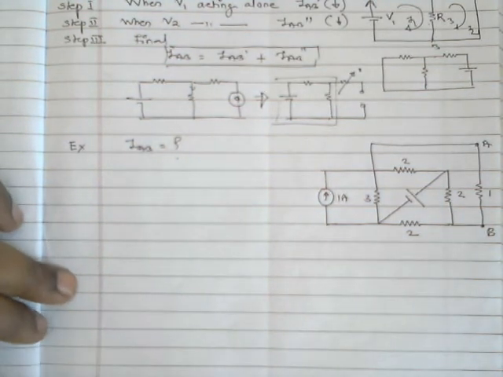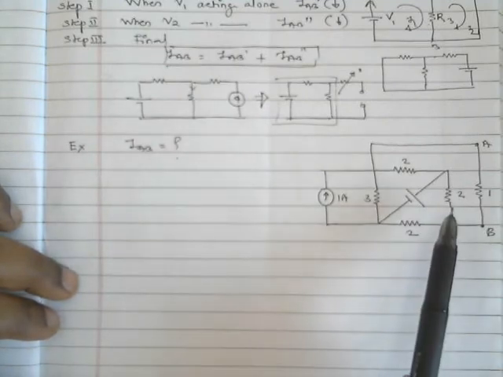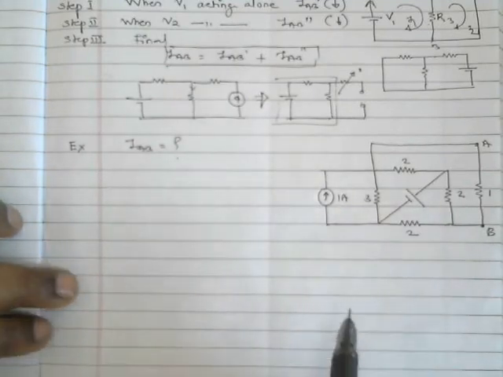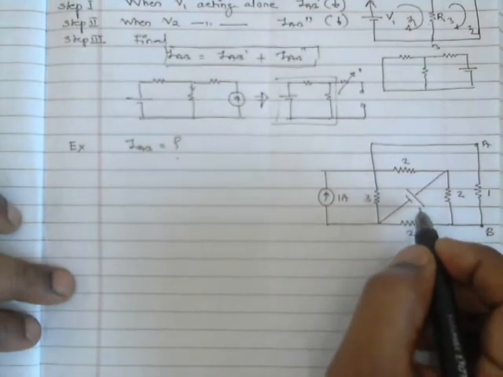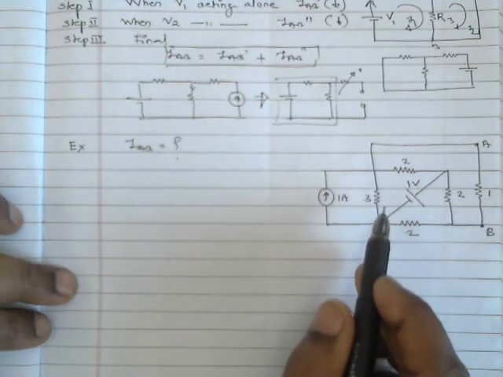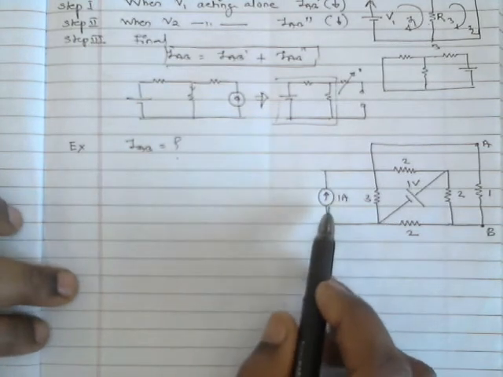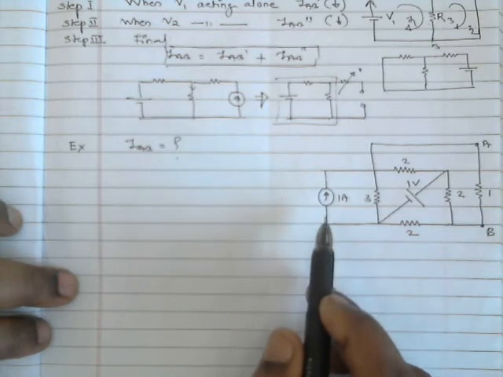If they simply asked find current through AB, you can apply KVL, KCL, whatever, and you can get the answer. But they have asked by superposition. Okay. So first identify how many sources are there. You can see there are only two sources, so you need to consider one source at a time, right? So let's consider when 1 ampere is acting alone.